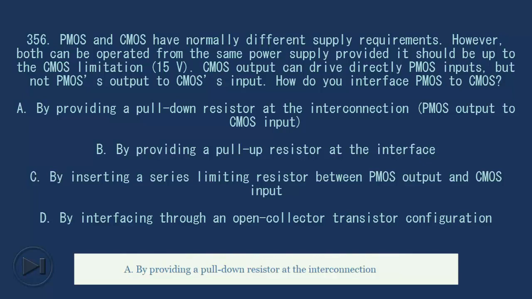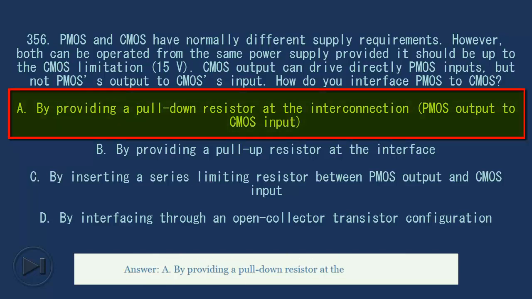A. By providing a pull-down resistor at the interconnection, PMOS output to CMOS input. B. By providing a pull-up resistor at the interface. C. By inserting a series limiting resistor between PMOS output and CMOS input. D. By interfacing through an open collector transistor configuration. Answer, A. By providing a pull-down resistor at the interconnection, PMOS output to CMOS input.